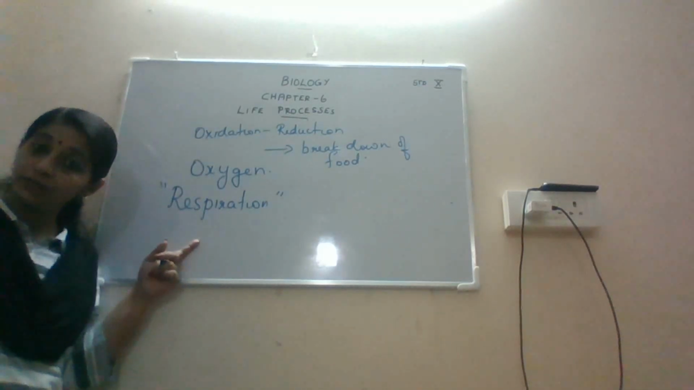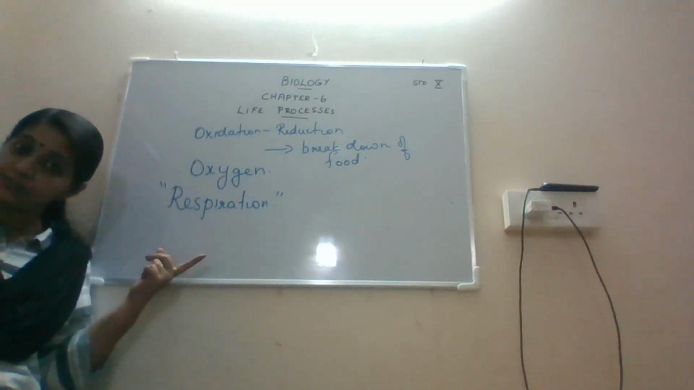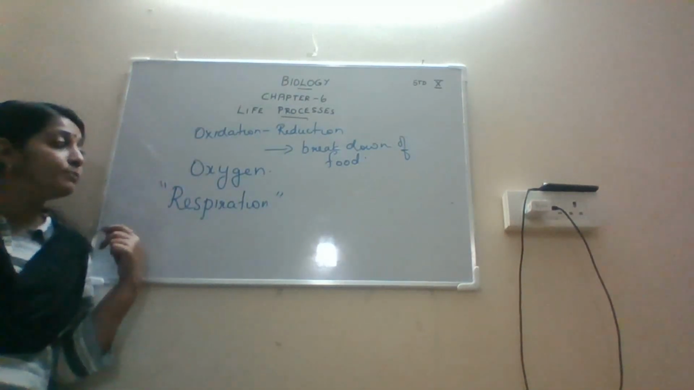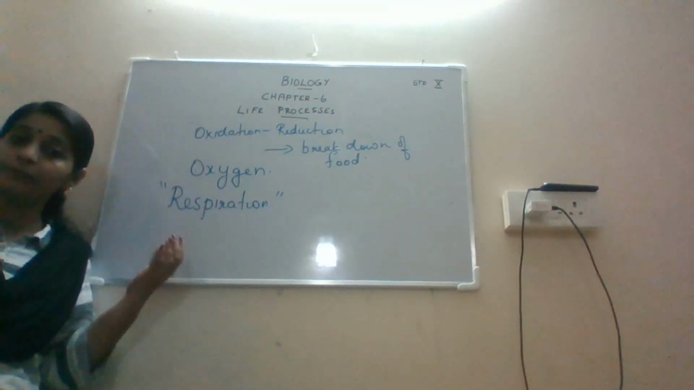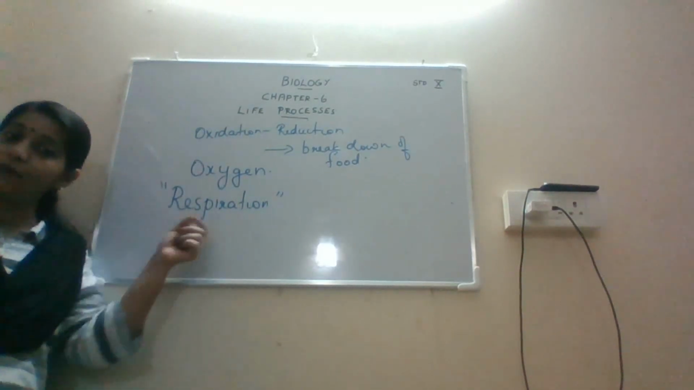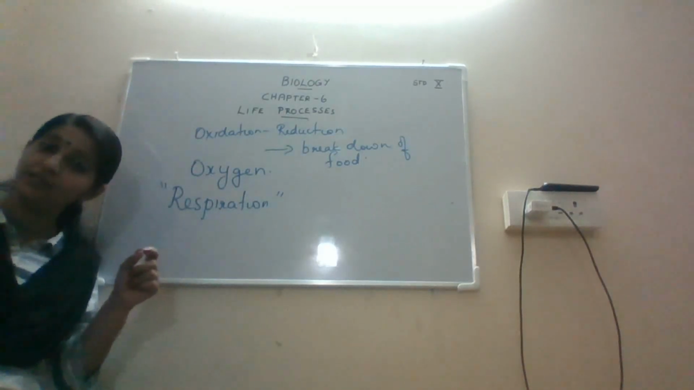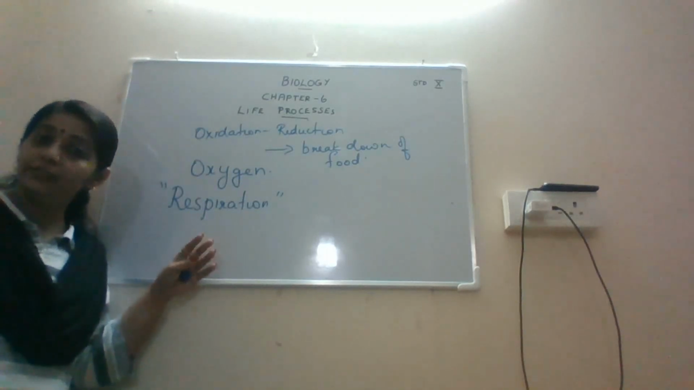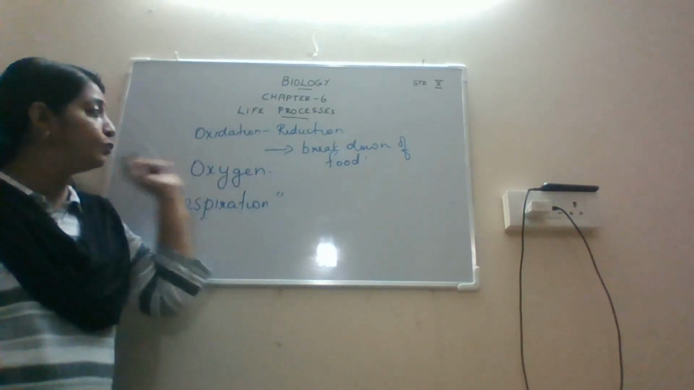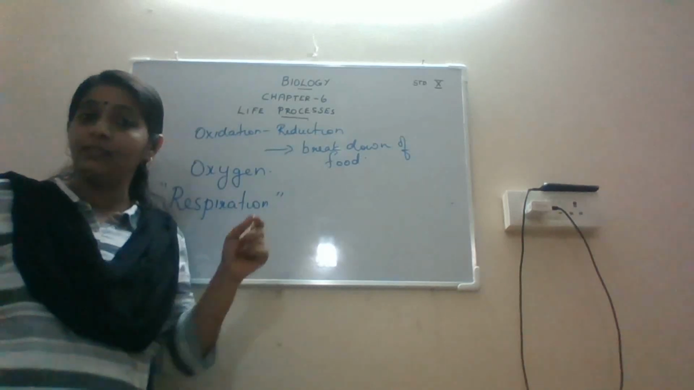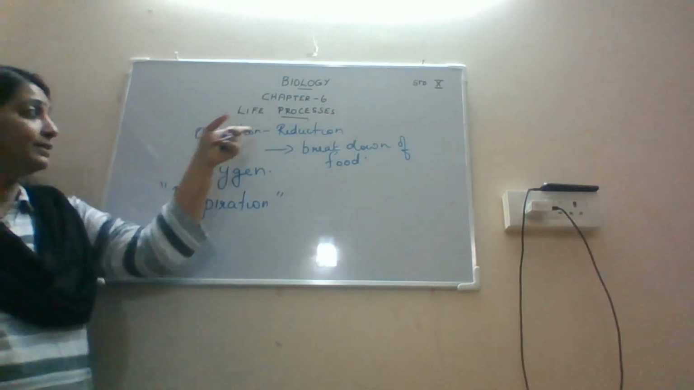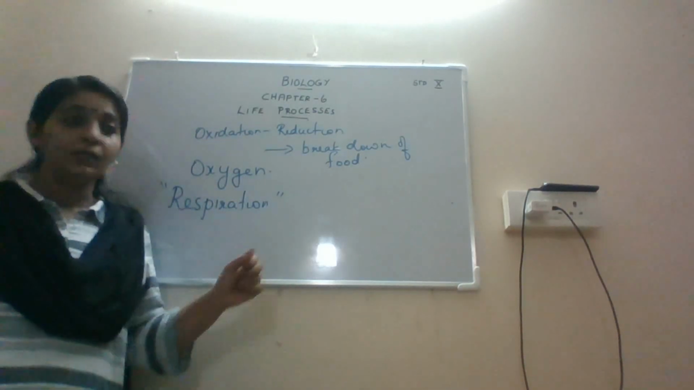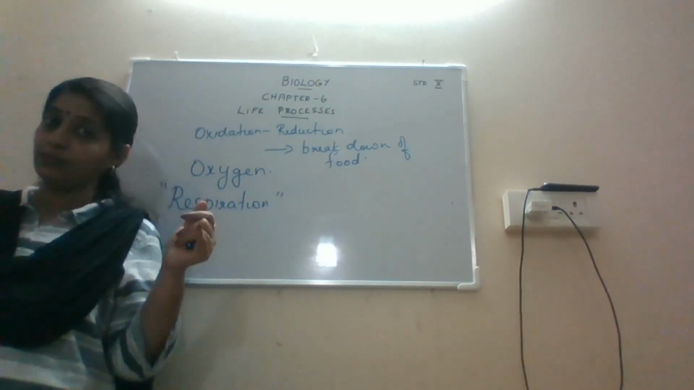So first we studied nutrition. Nutrition is one of the life processes. It is the process of intake of food, or the transfer of energy from the outside source to inside. And the second one is respiration. It involves the breakdown of food with the help of oxygen and various chemical reactions, including oxidation reduction reactions. So respiration is the next life process.